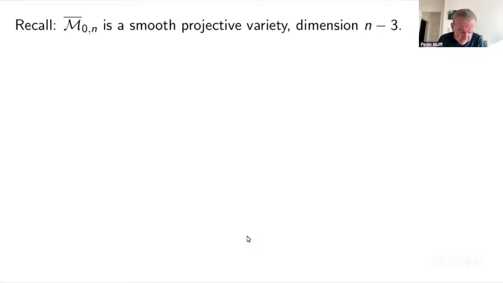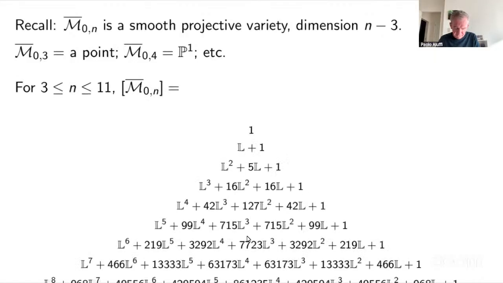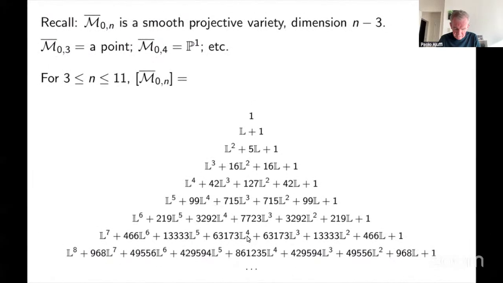Remind you also that M0n bar is a smooth projective variety of dimension n-3. M03 bar is a point, M04 bar is P1, and there are many more. In 10 minutes, I will tell you about these spaces in more detail. If you use the formula I just put on the board, then this is the list of Grothendieck classes. They're just friendly-looking polynomials.